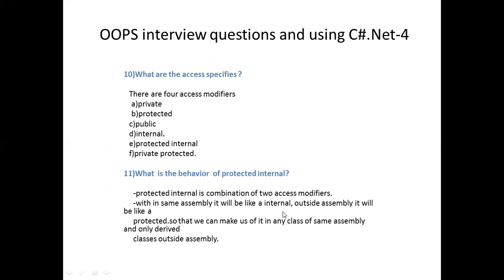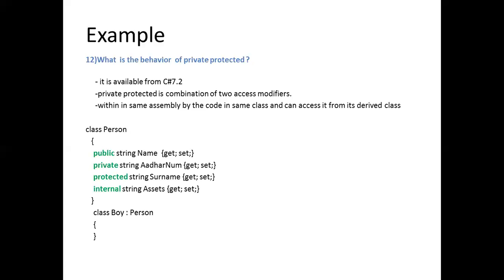Coming to our previous slide, what is the behavior of protected internal? Protected internal is a combination of two access modifiers. Within the same assembly, it will be like internal, and outside of the assembly, it will be like protected. So we can make use of it in any class of the same assembly and only derived classes outside the assembly. You understand, right? You can use it in the same class or a derived class of another assembly also.